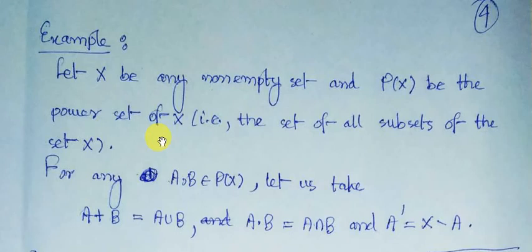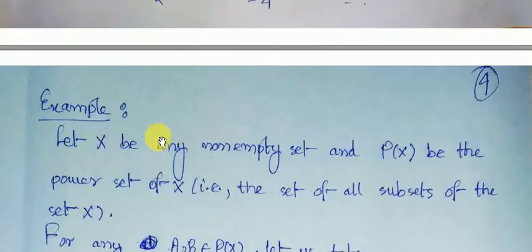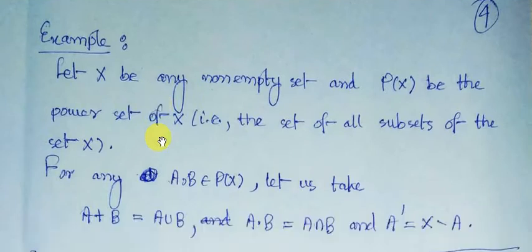Till our last session, last class, we have learned about the definition of Boolean algebra. Today, we shall illustrate that definition through an example, considering an example. Here, I have considered a non-empty set, capital X, and its power set, P of X.